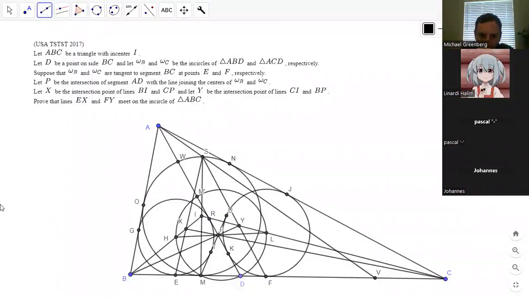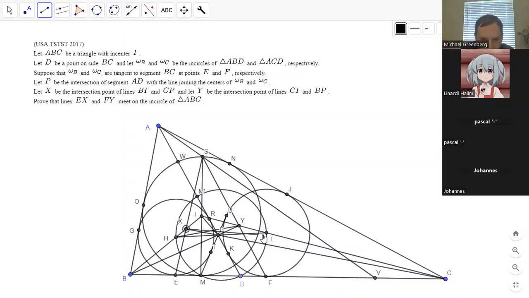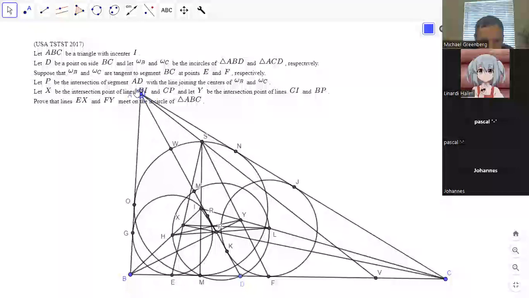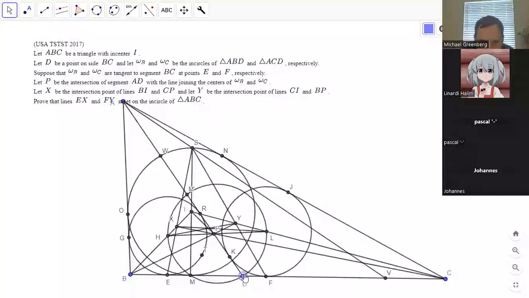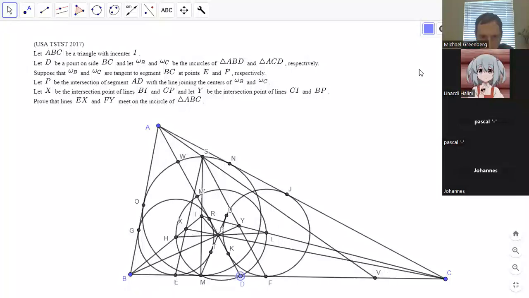And is that just the same as saying that IP, HY, and LX concur? I think so. Looks a little weird, but yeah, I think it's the same as showing that. So yeah, I don't know if we can use Ceva's theorem or something like that.